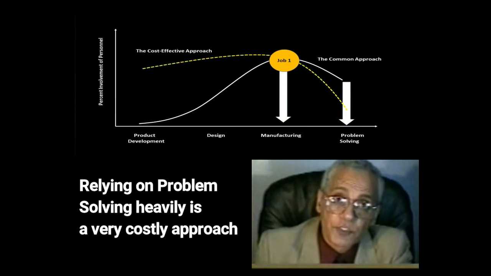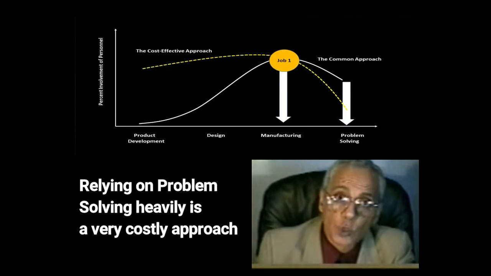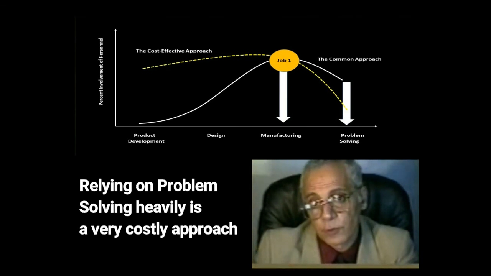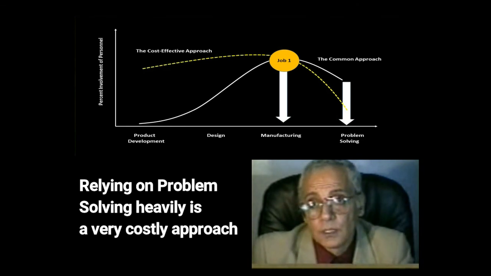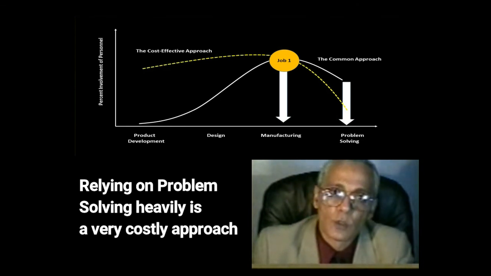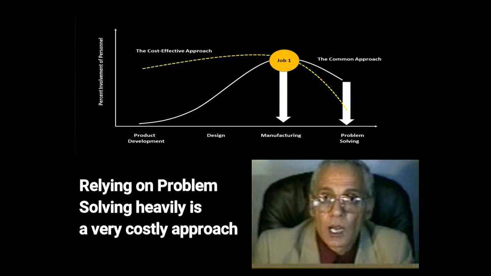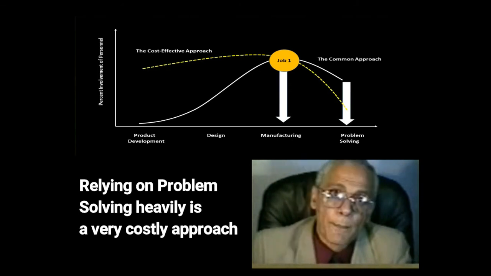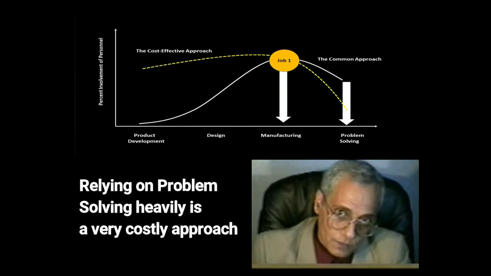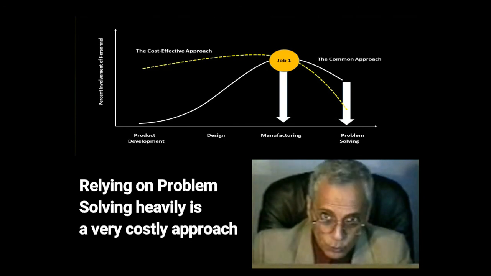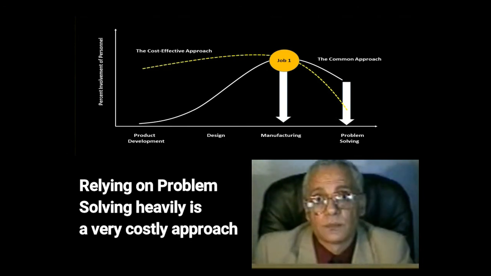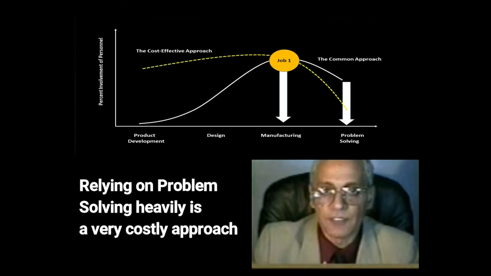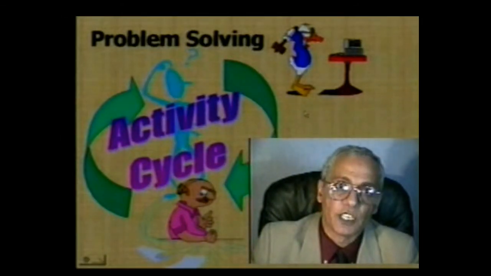The problem solving is a very, very costly approach, and I could speak for 2 hours about that. 99% of the phone calls that I get from different companies are about problems, about disputes between the yarn or the fabric producer and the customer. This is the activity cycle, problem solving every day.